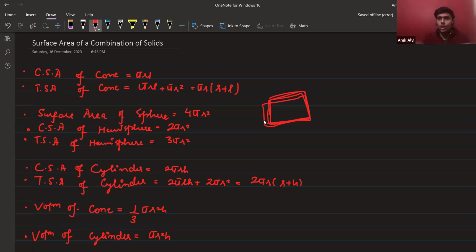So is it clear what I'm trying to say as for surface area? The place you are occupying, the space you are occupying right now has some dimensions, length and breadth. That length and breadth is called surface area. Clear? Okay.